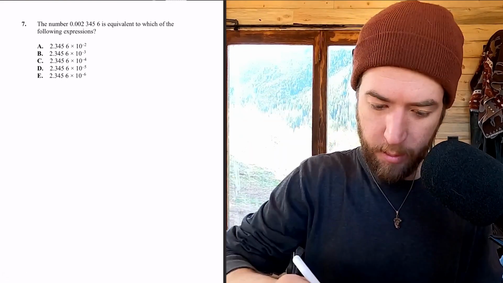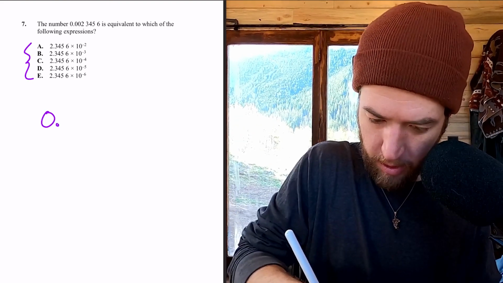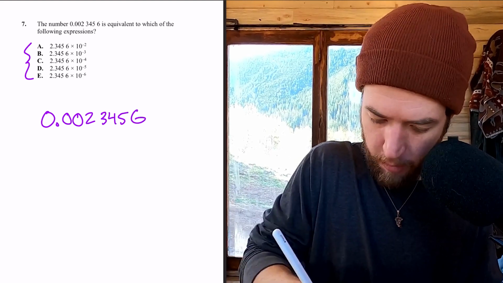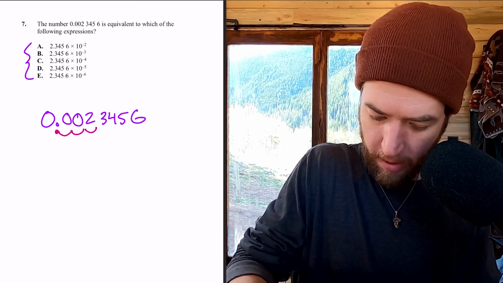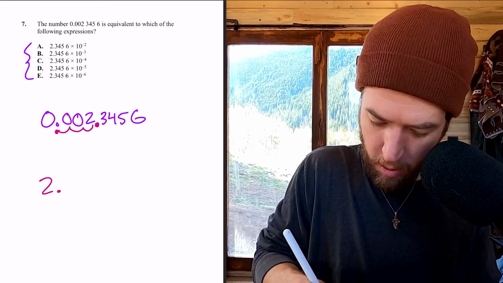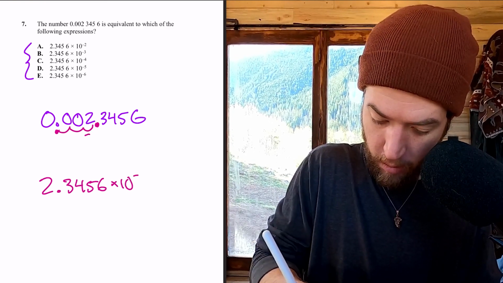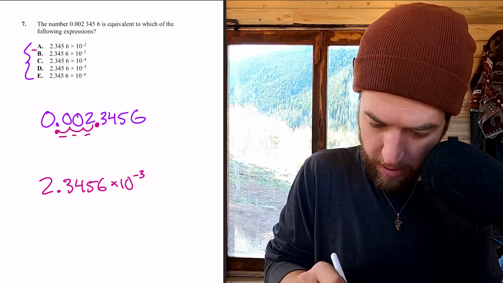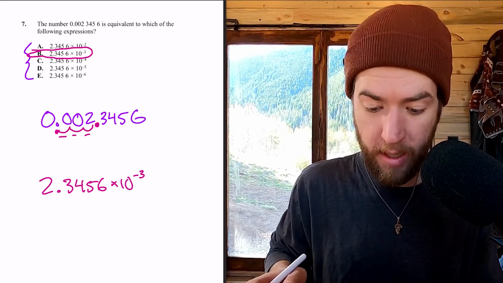Okay, so we've got this long decimal number, very precise, and it looks like they want it in scientific notation. So I'm just going to write it out cleanly here: 0.002 3456. If we wanted to move this decimal, we can move it 1, 2, 3, 4. Actually, they're going to have it just at the 2, right? So 1, 2, 3, and they're going to end it right here. So this is 2.3456 times 10 to the negative 3. Yep, and it's negative because our decimal is tiny. It's not a giant number. Okay.